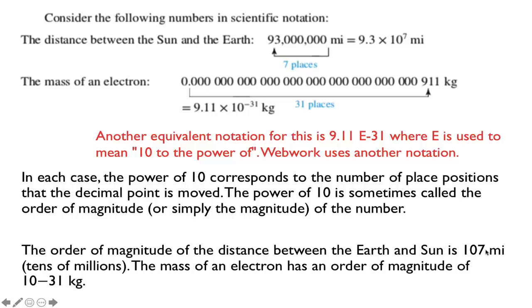So again, this should be a typo here. This should be 7, and this is negative 31. Oh, this is 10 to the 7, and this is 10 to the negative 31.